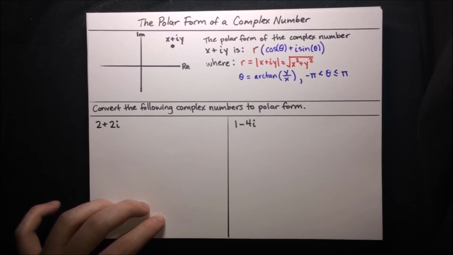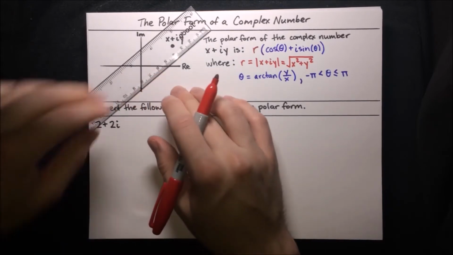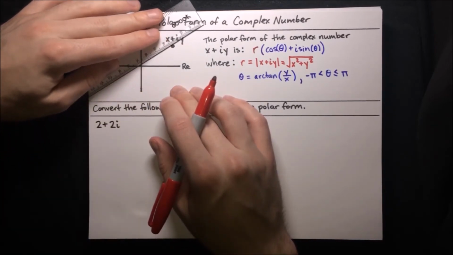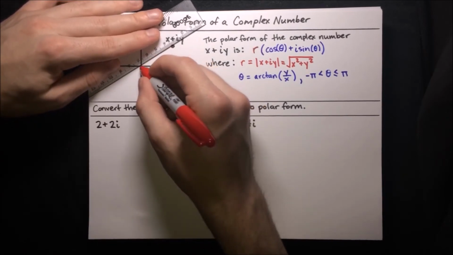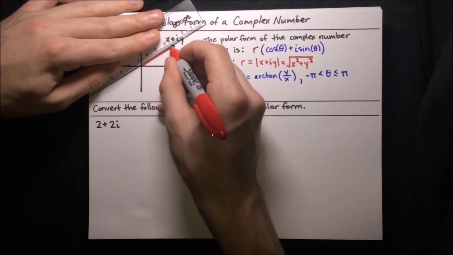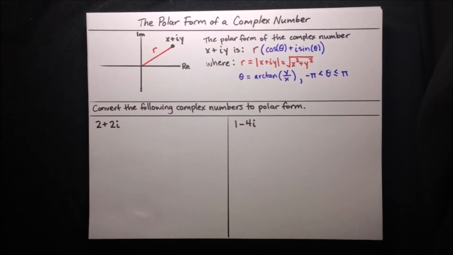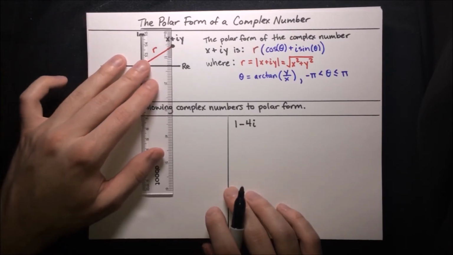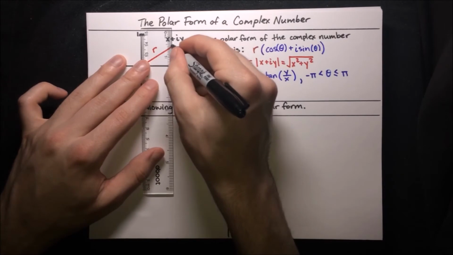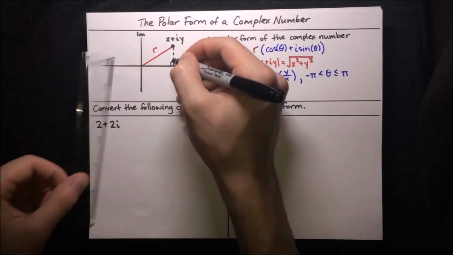So intuitively, r can be thought of as the radius. It's the distance from the origin to the complex number. So let's go ahead and draw that in on our graph, which has x plus iy. Distance from origin to the complex number, we'll label that with r for radius. Now, how do we compute this radius? Well, think about creating a triangle here. Let's drop down a vertical segment from the point down to the real axis. So that'll make a right angle.